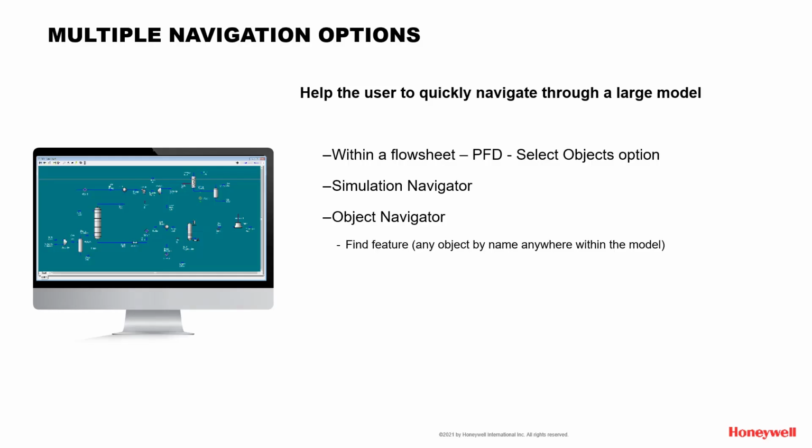Let's look at model navigation. This is especially important if the model you're working with is large or it's made by somebody else. So UniSim Design has a number of options that you can use to navigate around within your model. I'm going to give an overview of them here, and then I'm going to give a demo in UniSim Design.